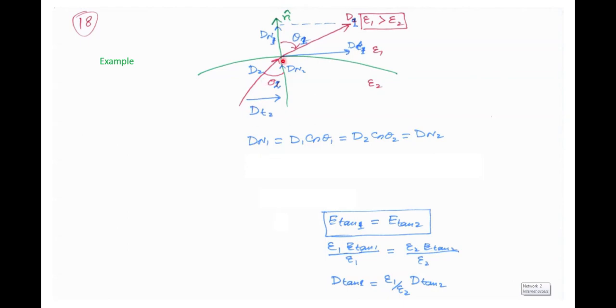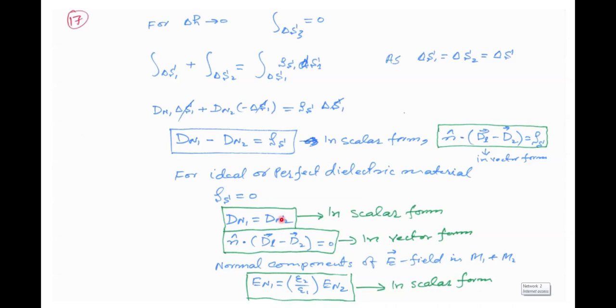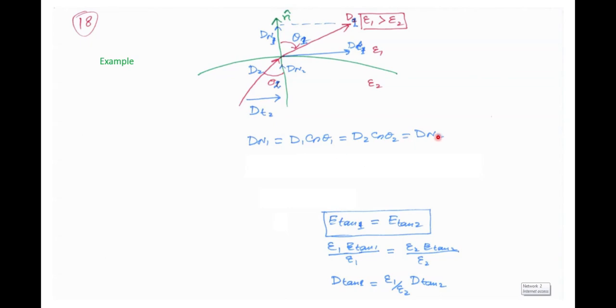So using the figure, we obtain Dn1 is equal to Dn2. The magnitude of the D1 field in medium 1 times cosine theta 1 is also equal to D2 times cosine theta 2. We know that the normal components of the D field at an interface between two different dielectric materials are continuous. So using that boundary condition, we obtain this.